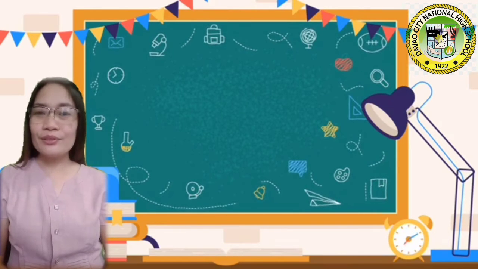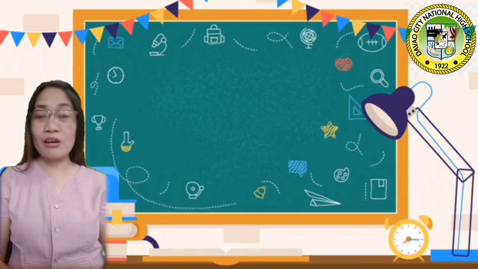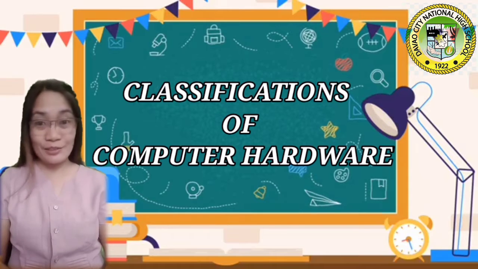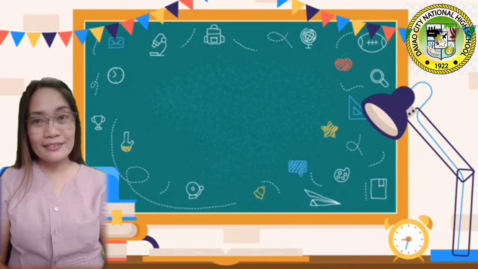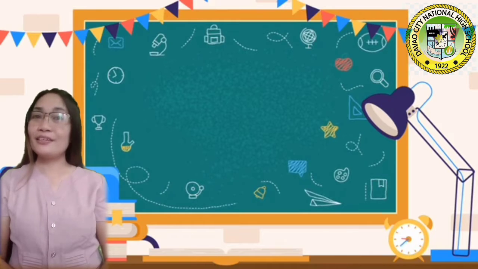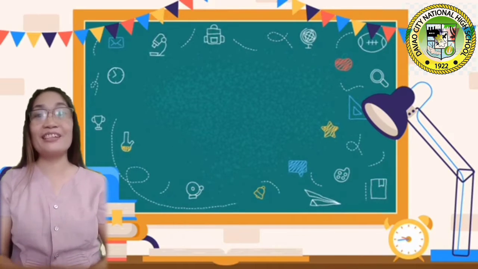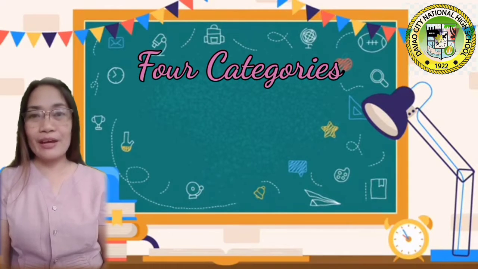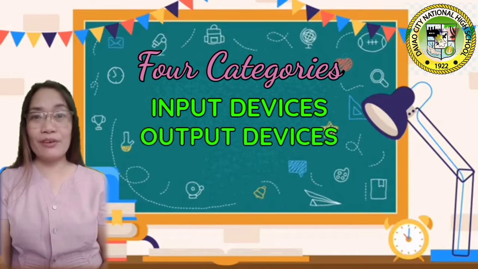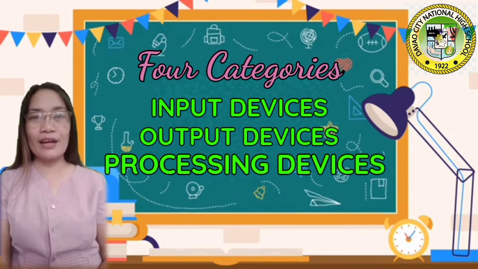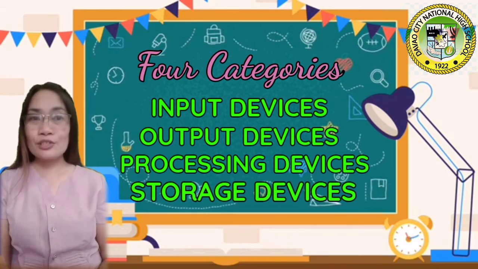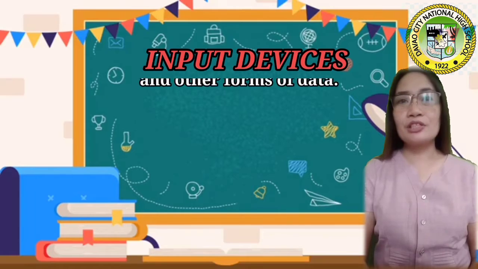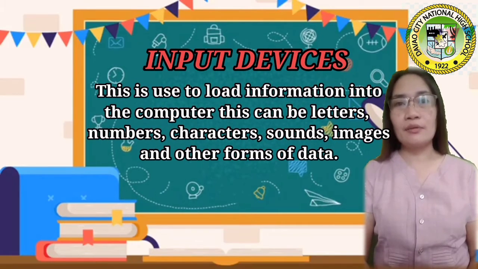So now, do you know what the classifications of computer hardware are? Can you classify it? Okay. Computer hardware can be classified into four categories, which are the input devices, output devices, processing devices, and storage devices. Input devices are used to load information into the computer.